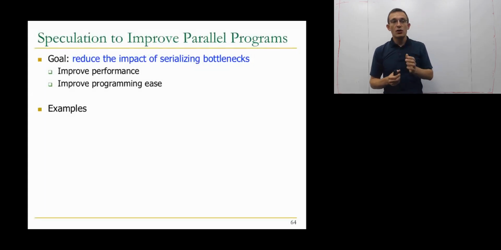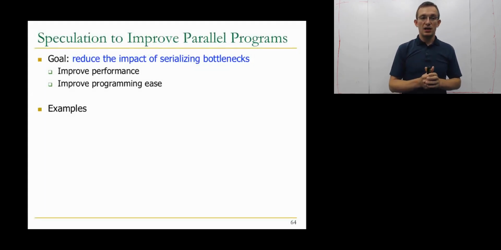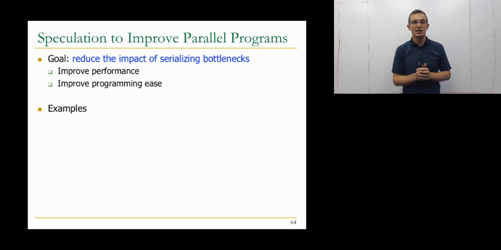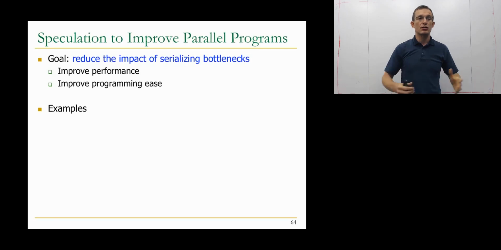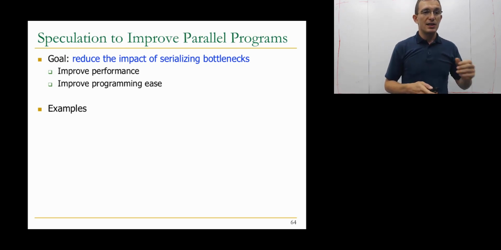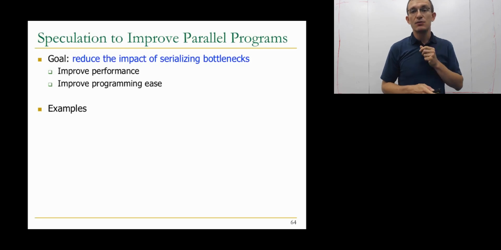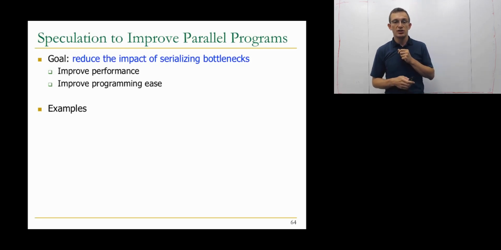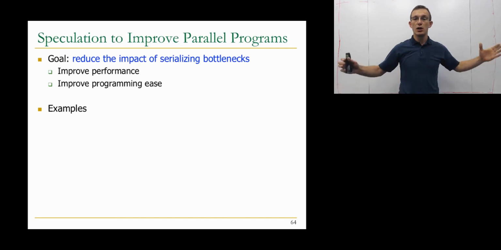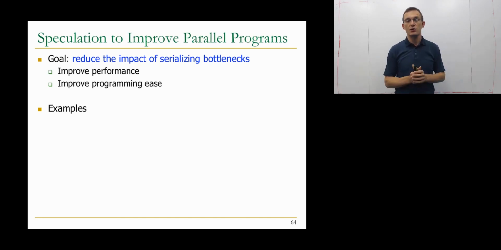But what is the goal of speculation to improve parallel programs? The basic goal is to reduce the impact of serializing bottlenecks, in particular locks or critical sections. The goal is to improve performance and improve programming ease. And in this case, programming ease will be one of our utmost concerns.